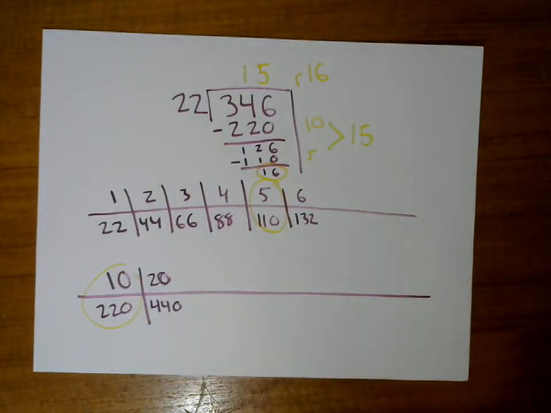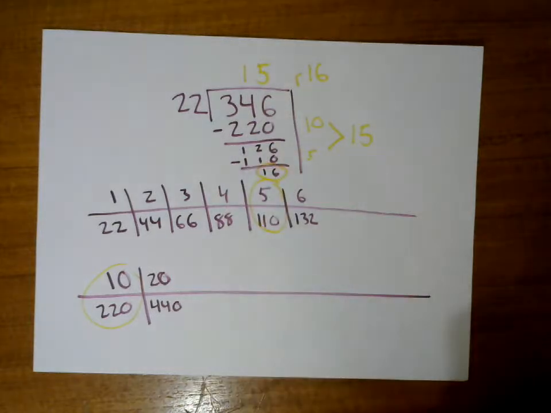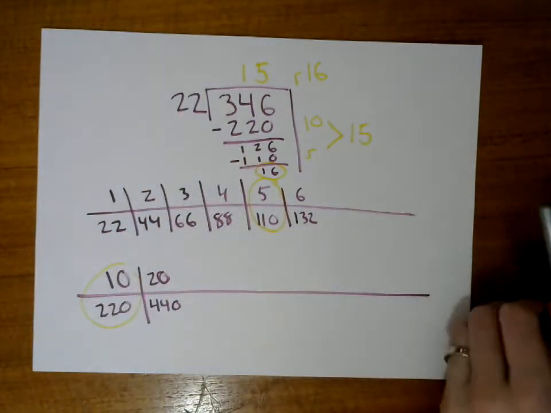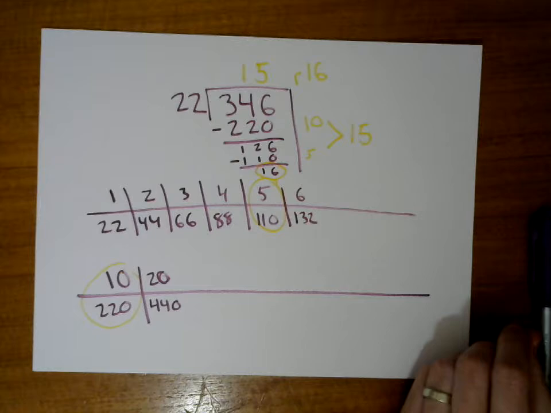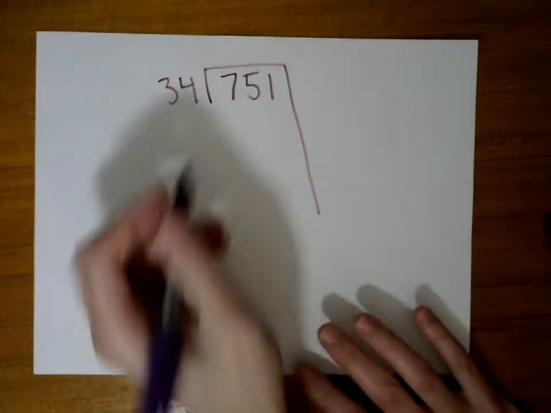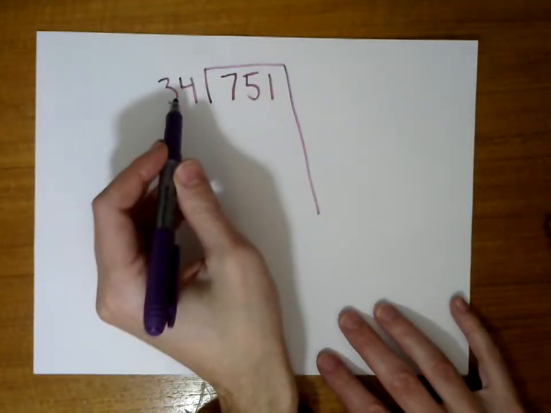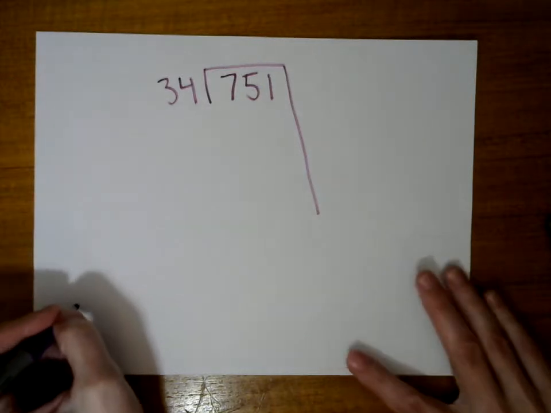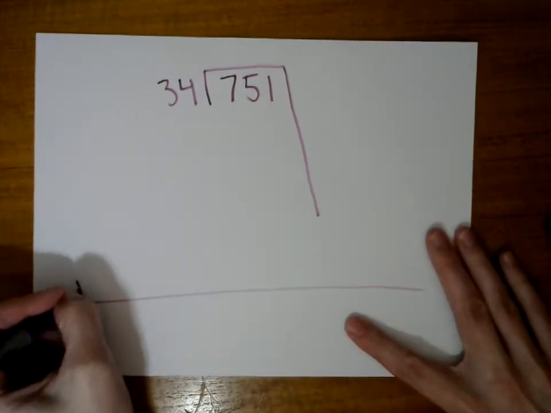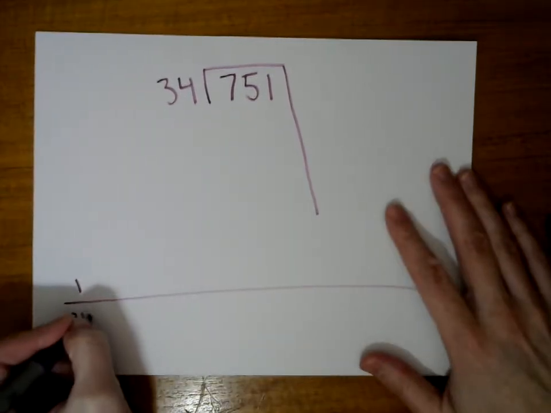I'm going to do one more example. I'm going to choose a little larger number and a little more difficult divisor. All right, I've chosen 751 divided by 34. So I want to start the same way. I'm going to make my table.